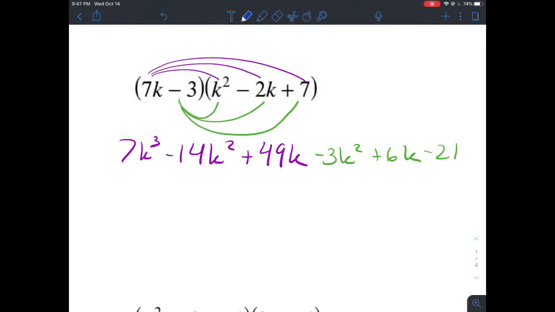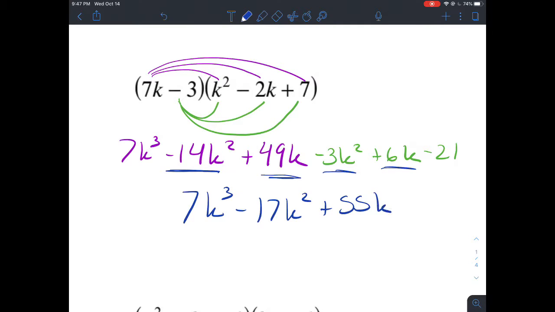Now we're going to go ahead and combine like terms. We get 7k cubed. And we can combine the negative 14 and the negative 3, which is going to give us a negative 17k squared. We can combine the 49k and the 6k, which is going to give us a 55k. And we've got our negative 21 at the end. So this should have been what you got.